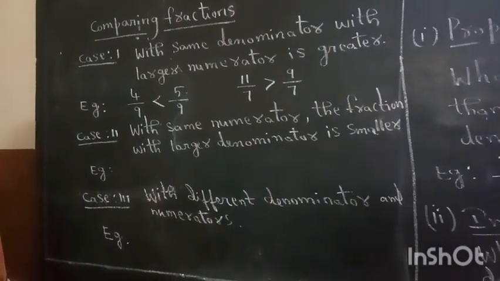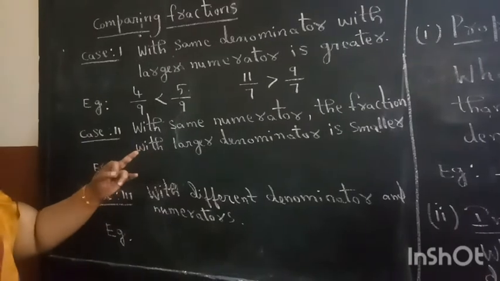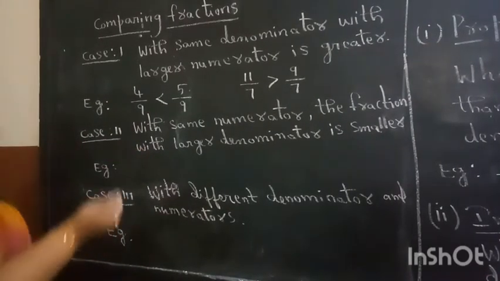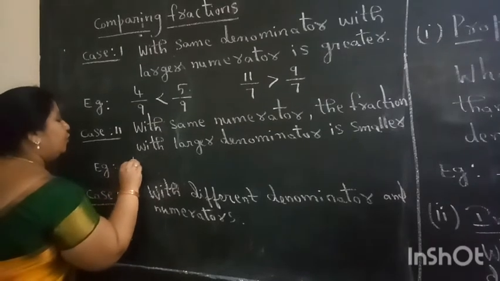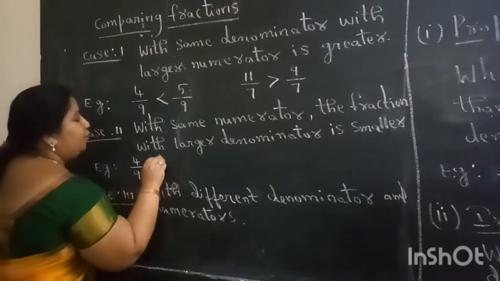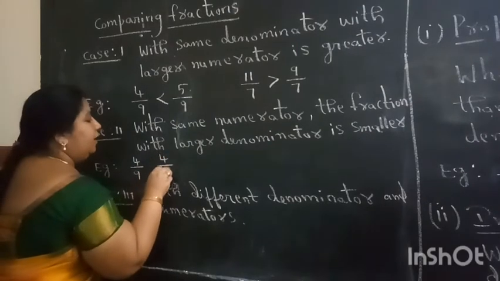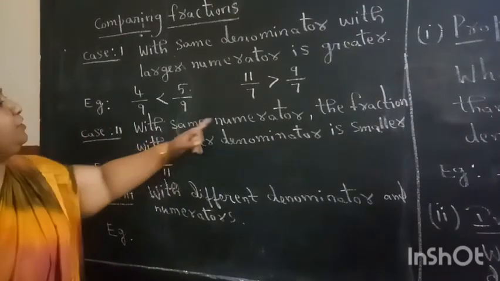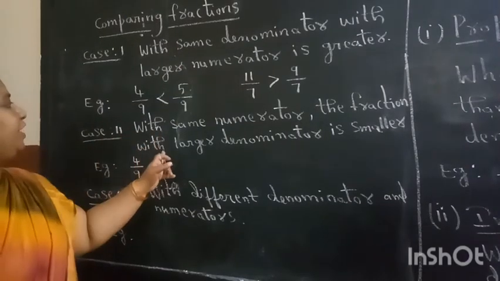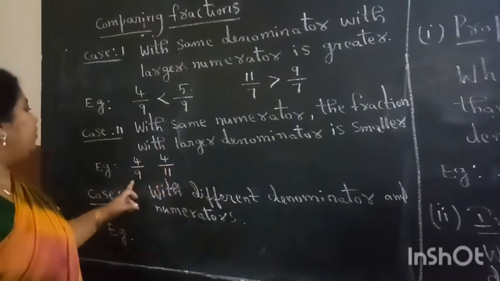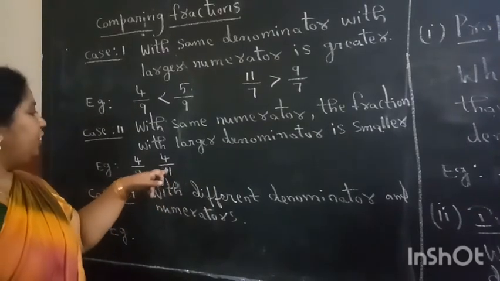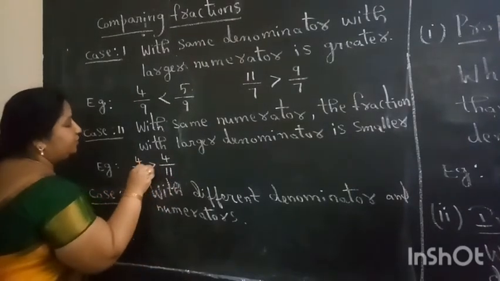Second case. With the same numerator, the fraction with the larger denominator is smaller. The numerators are the same. 4 by 9, 4 by 11. With the same numerators, the fraction with the larger denominator is smaller. Which is the larger denominator? 11 is the larger denominator. So this is the smaller.